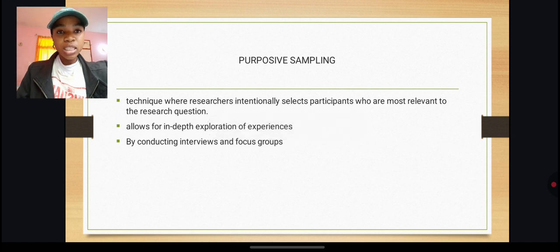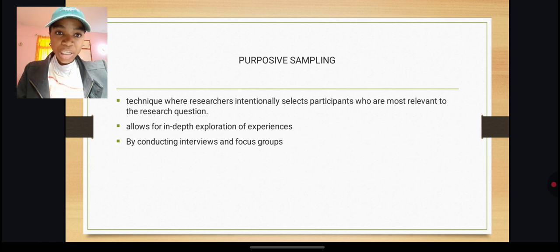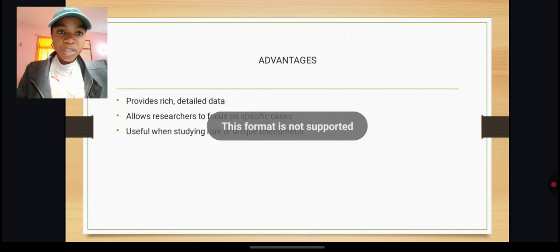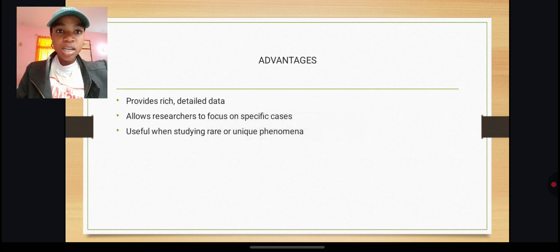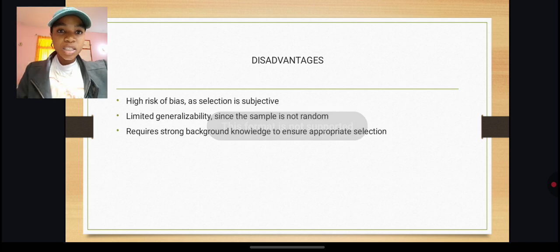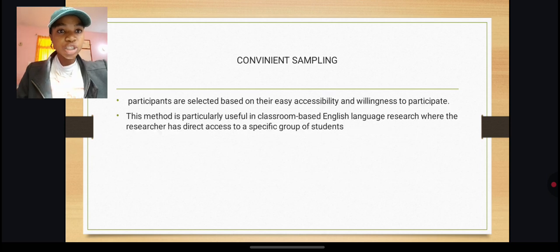Purposive sampling is a technique where researchers intentionally select participants who are most relevant to the research question. It allows for in-depth exploration of experiences by conducting interviews and focus groups. Advantages: it provides rich detailed data, allows researchers to focus on specific cases, and is useful when studying rare or unique phenomena. Disadvantages: high risk of bias as selection is subjective, limited generalizability since the sample is not random, and it requires strong background knowledge to ensure appropriate selection.